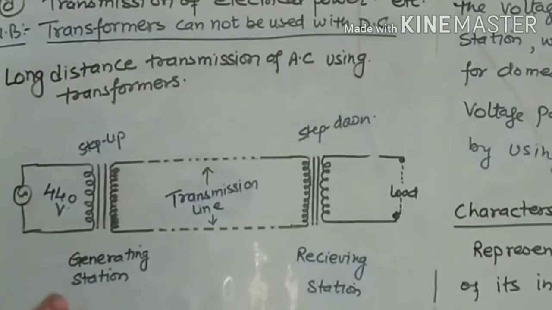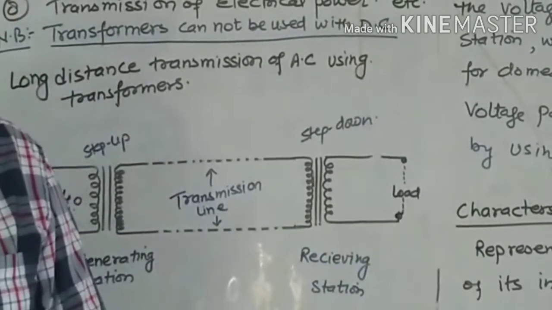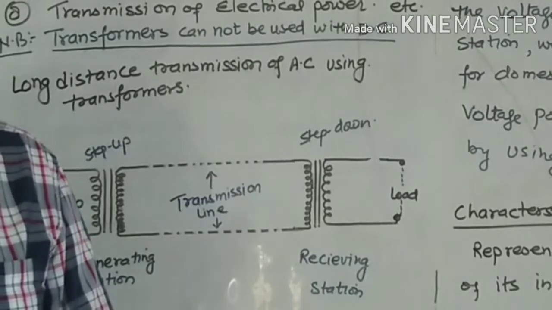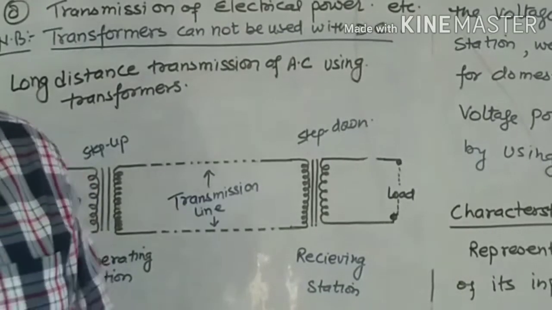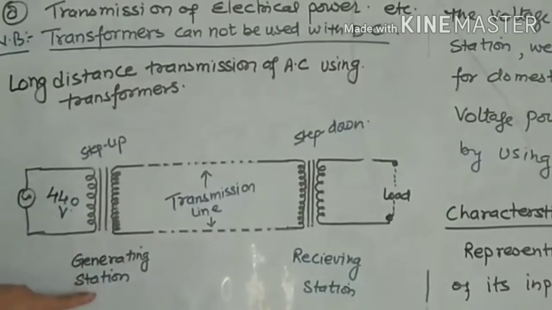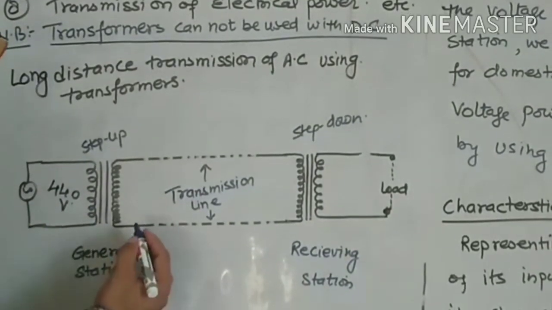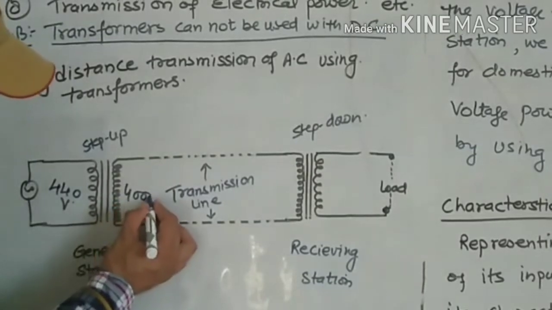So to decrease this power loss or line loss, we need to transmit alternating current or AC at high voltage. High voltage can be achieved by using a step-up transformer on the generating side. Suppose this 440 volt transformer can be transmitting the voltage at 4000 volt.